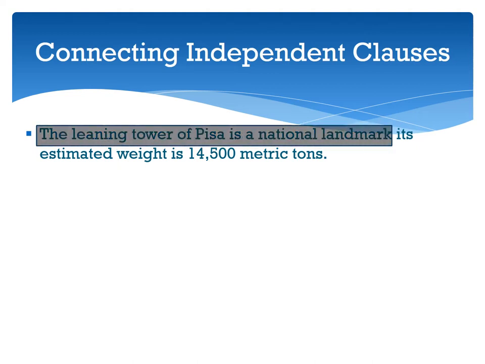So here I've highlighted them for you. We have our two independent clauses: the Leaning Tower of Pisa is a national landmark, and its estimated weight is 14,500 metric tons. All by themselves, without any connections or separations, these two independent clauses can't just keep running on. And so this is another very common mistake. It's a run-on sentence. So we have to do something to change it and edit it.